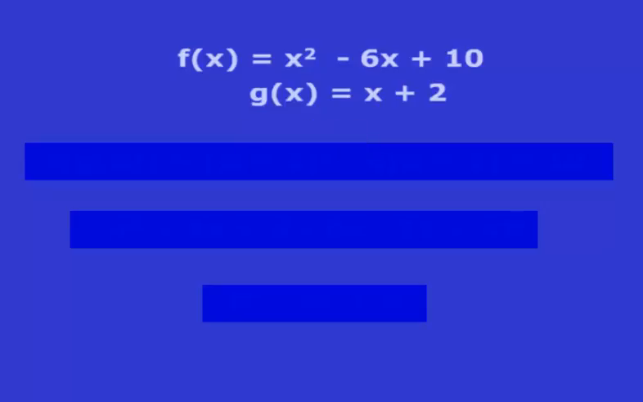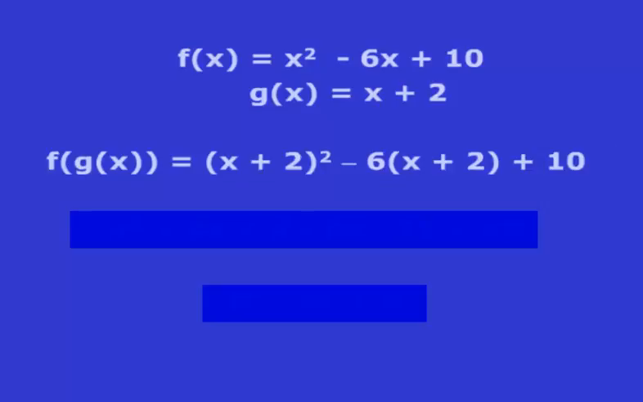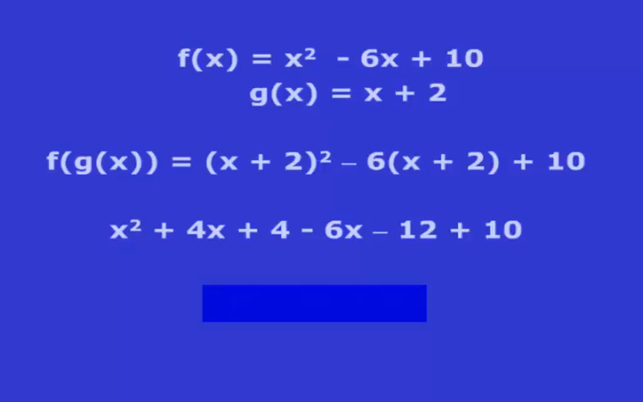So the first thing we do is say g of x is x plus 2. So f of g of x is equal to x plus 2, because it goes in the x spot in the f equation: x plus 2 squared minus 6 times x plus 2 plus 10. Solving that, we get x squared plus 4x plus 4 minus 6x minus 12 plus 10, giving us an expression of x squared minus 2x plus 2 as a value for f of g of x.